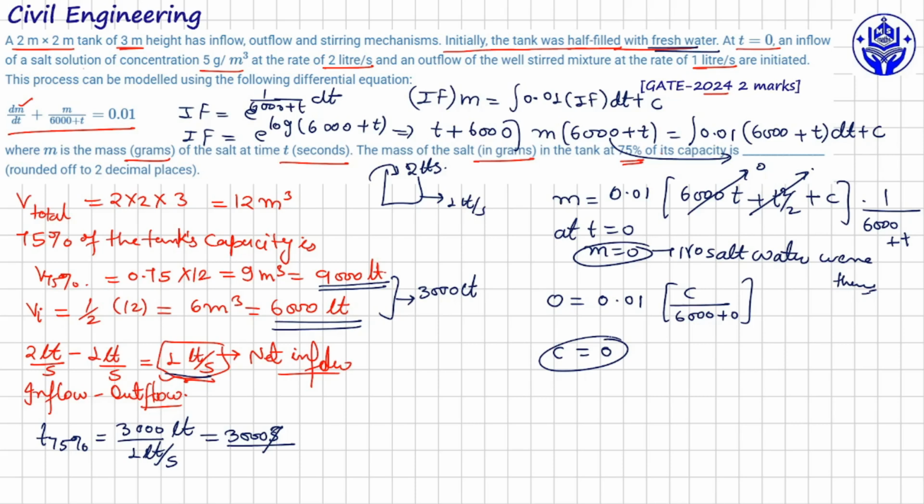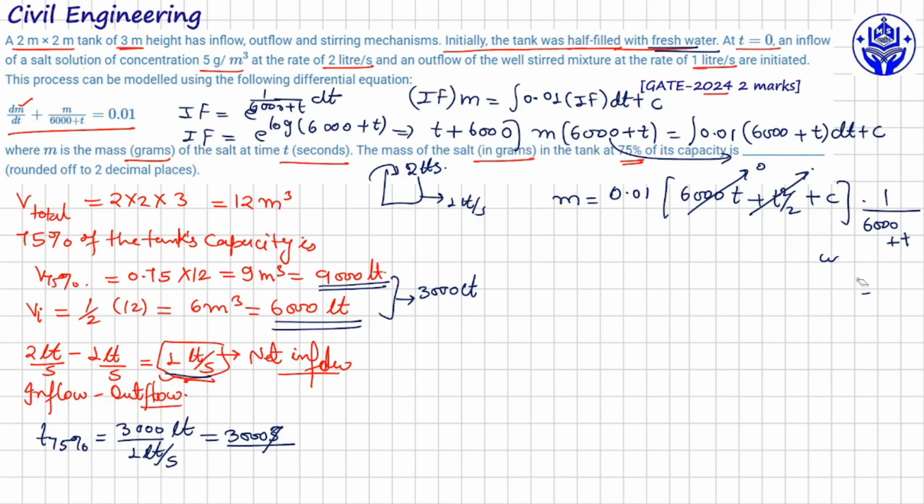If c equals 0, then I will just remove c from here. This is the solution of my differential equation, the value of m. Now it is saying that the process can be modeled in this case, and the salt is 5 gram per meter cube. It asks for the mass of salt at 75% filled. That is after 3000 seconds, so I will find m at 3000.